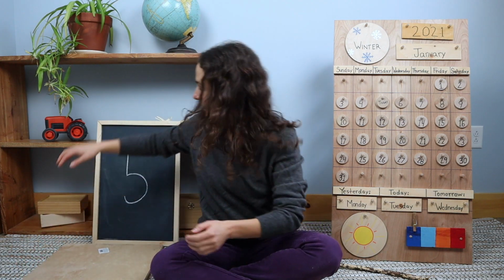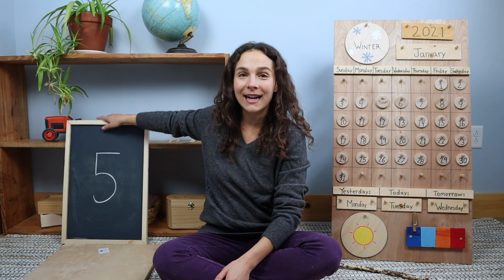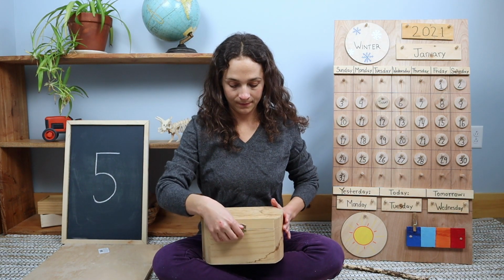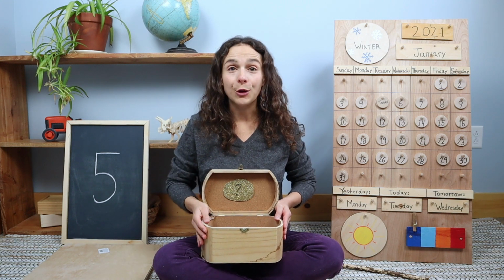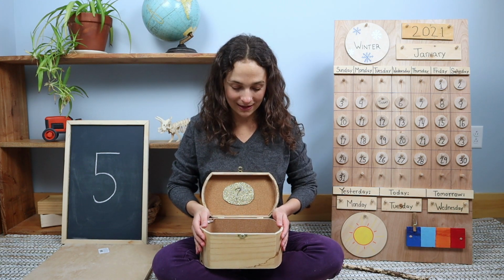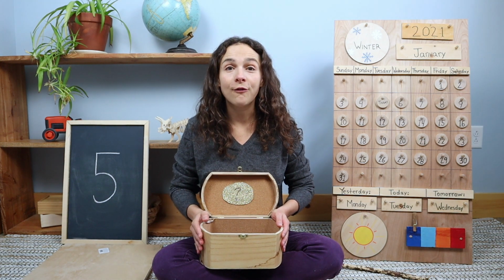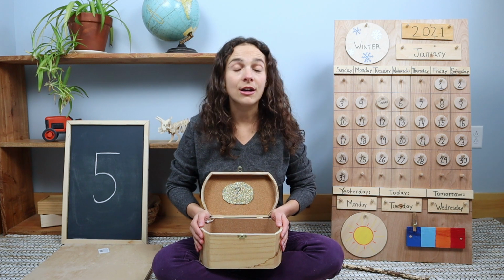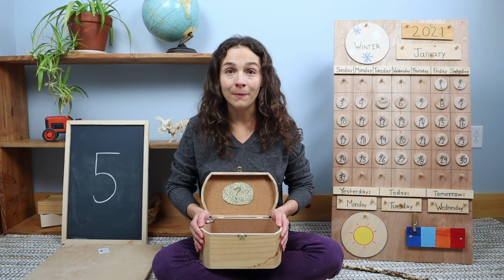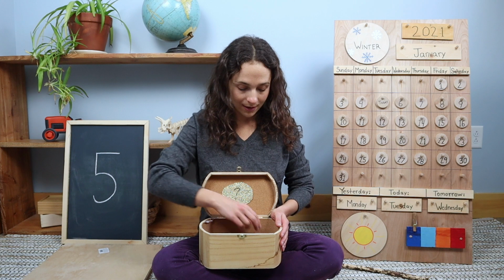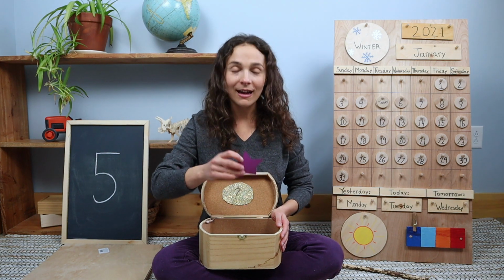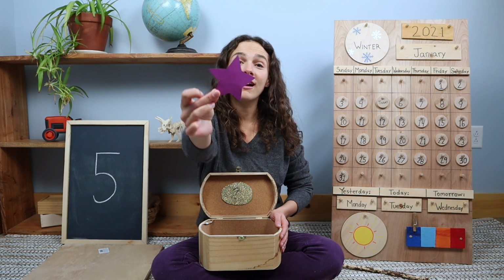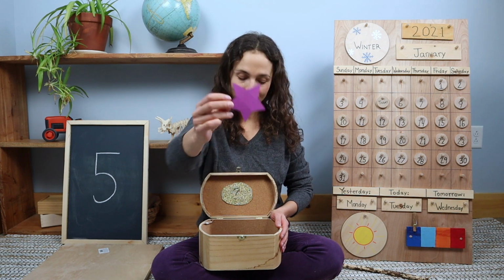Okay, let's see what's in my number and letter box today. Are you ready for your first hint? All right, this is something that you find in the sky on clear nights. It's not a moon. What else could come out at night? You're right, friends. A star. Star starts with the letter S.